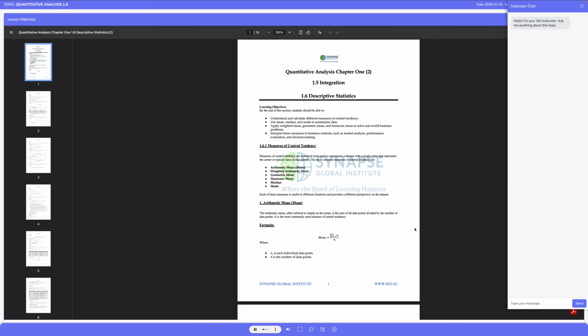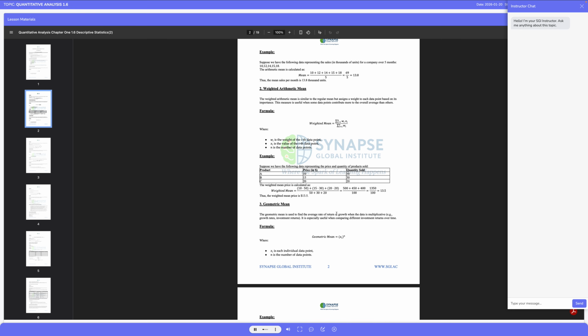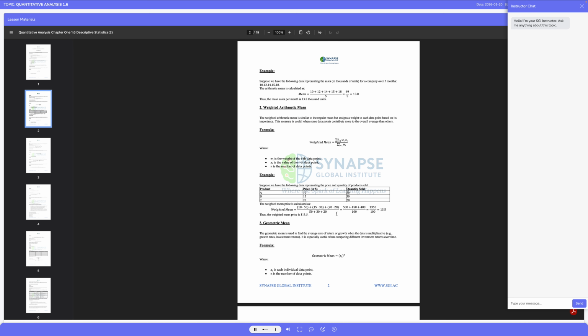We begin with the arithmetic mean, commonly referred to simply as the mean. The arithmetic mean is defined as the sum of all data values divided by the number of data values. The mean is equal to the total of all observations divided by the number of observations. This measure is the most widely used measure of central tendency because it takes every data point into account and provides a balanced average. In business contexts, the arithmetic mean is frequently used to calculate average sales, average costs, average revenues, and average profits over a given period.